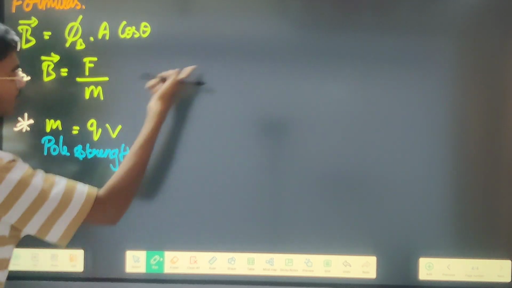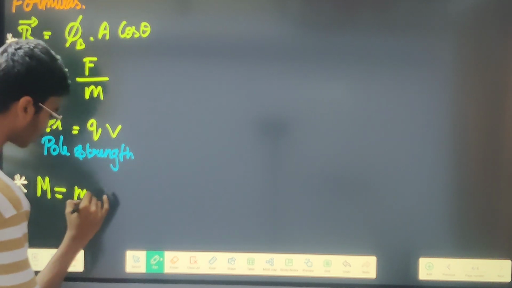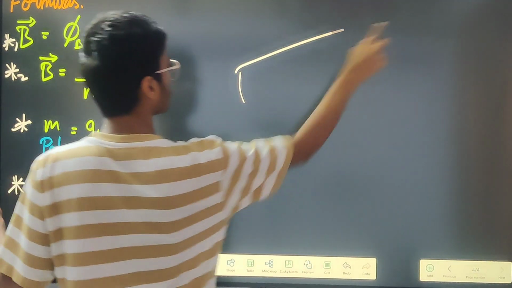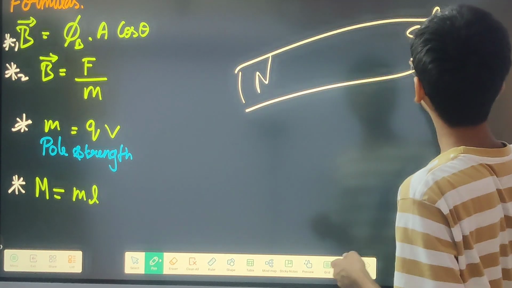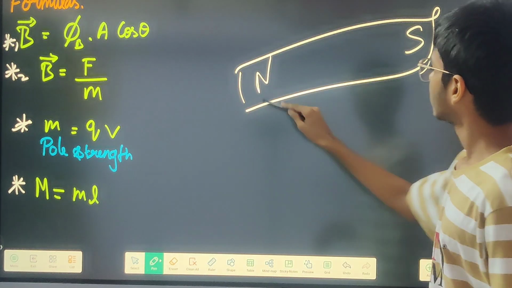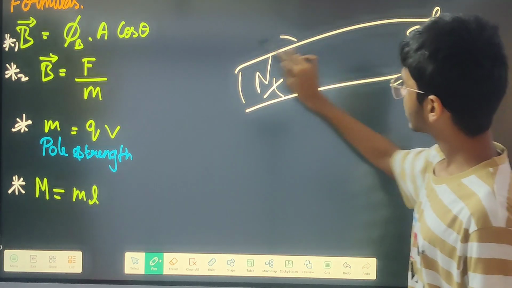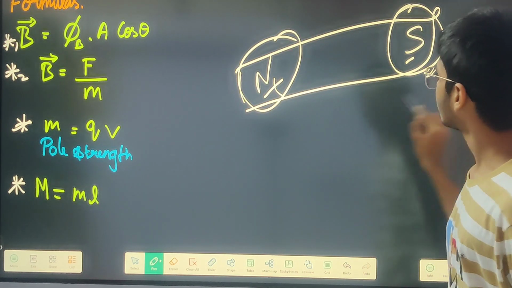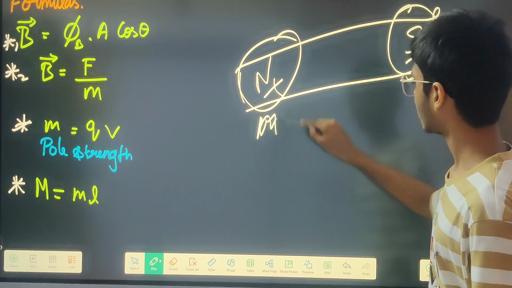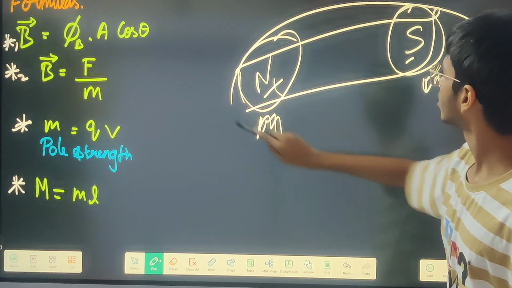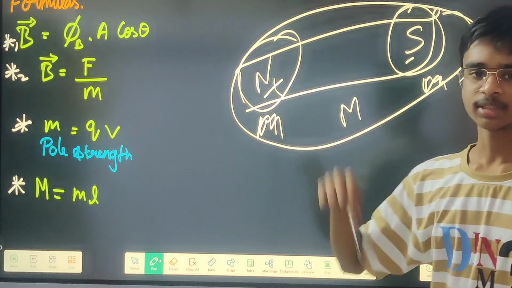First I'll write the formula, then over here I'll explain. So what is magnetic moment? It is capital M, which is equal to small m into the length of the total magnet. For an example, if this is the magnet, and if this is the north pole, and if this is the south pole, so we know that this is positive, this is negative. This one has small m as its pole strength, and this one will also have small m as its pole strength. Then the total strength of this magnet is set as capital M, where capital M is the magnetic moment.